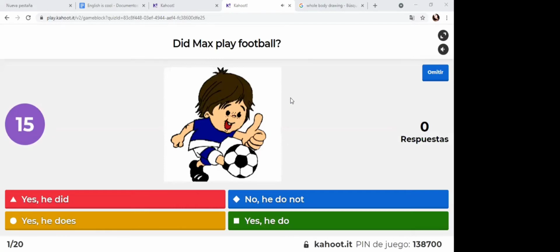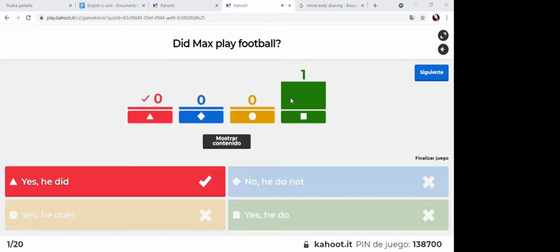Number 1, did Max play football? Okay, the correct answer is yes, he did. So in the past simple, we answer with the auxiliary verb. In the question we have did Max play football? Check that our verb is in the base form and we have our subject. The answer is yes, he did.